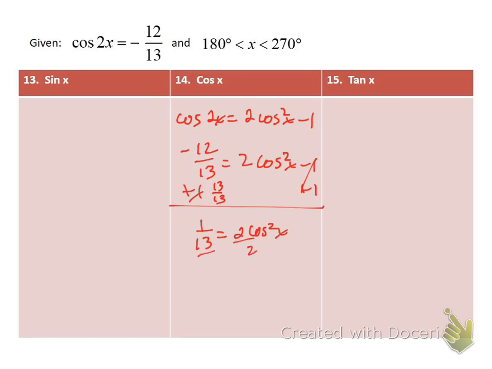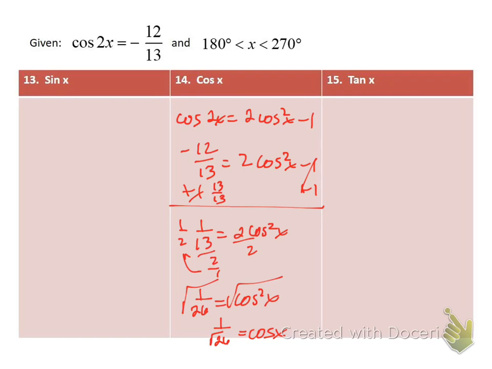Right, now divide by 2. Flip it over and multiply. You get 1 over 26 equals cosine squared x. Now square root. And cosine x is going to be 1 over the square root of 26. And we'll rationalize in just a second.